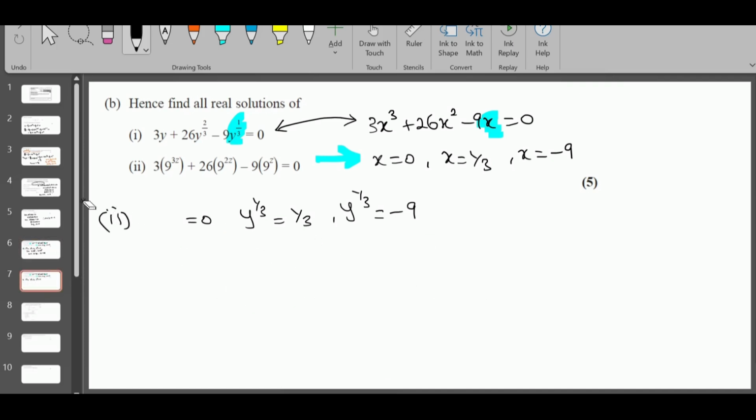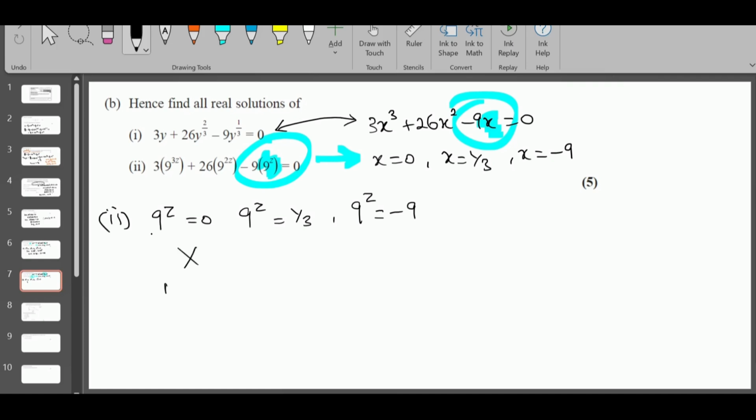For part II, when you compare the equations, in the place of x you have 9 power z, right? So replace x by 9 power z. Now 9 power z equals 0: no number will give you 0, so no solution. Then 9 power z is 1 over 3.